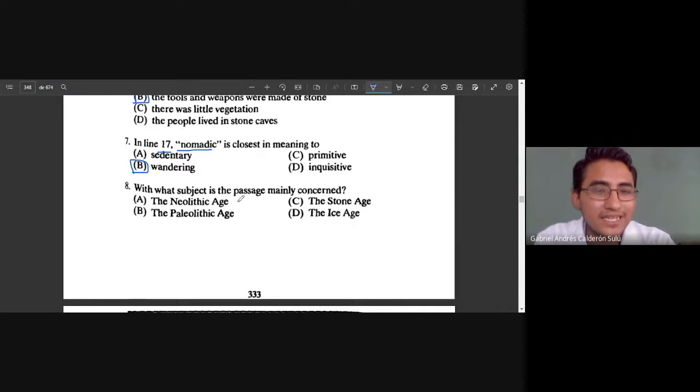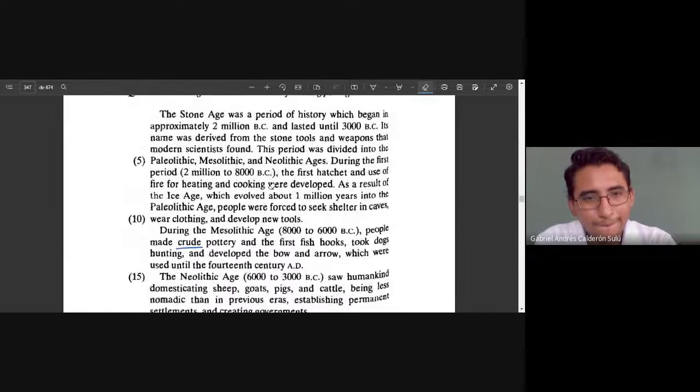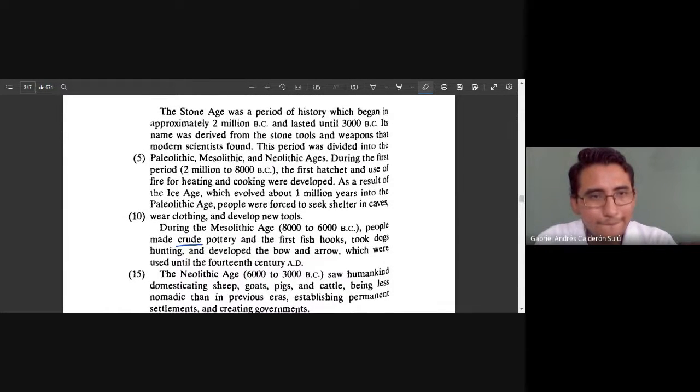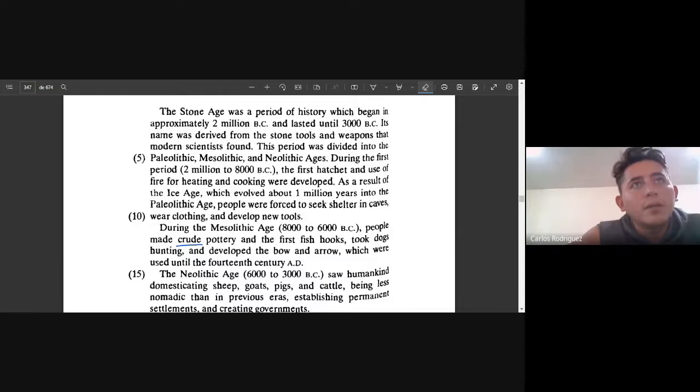Okay, number 8. With what subject is the passage mainly concerned? Again, remember, we ignore the answers. We don't see what the options are, and we look for the question in the text, or maybe you know the answer. In other words, what's the most important subject about the paragraph? I think that in general the paragraph talks about the Stone Age, no?